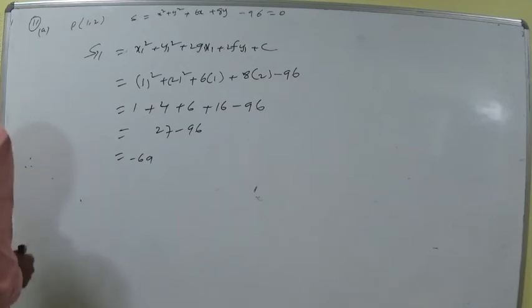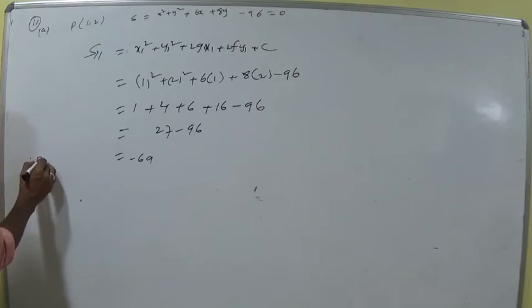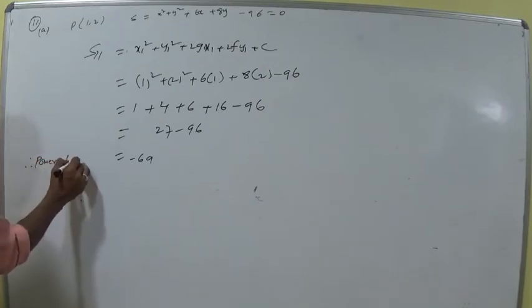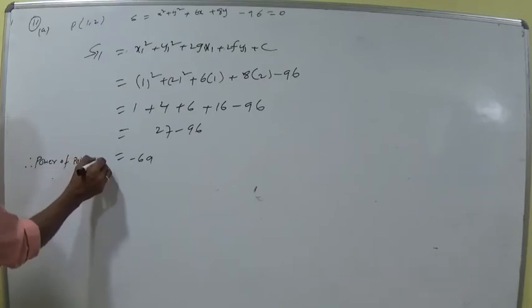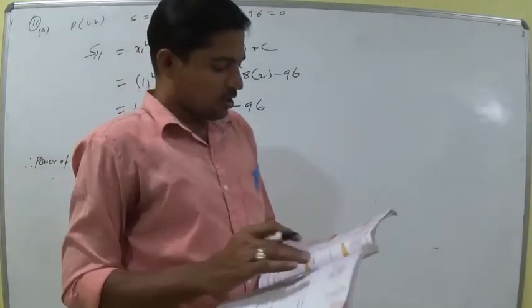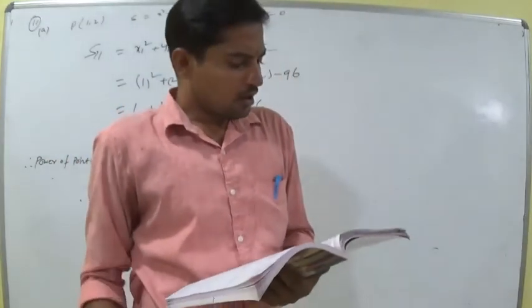Therefore, the power of the point (1, 2) is equal to minus 69. Right? Now, next one. So, remaining B, C, D, you can do.